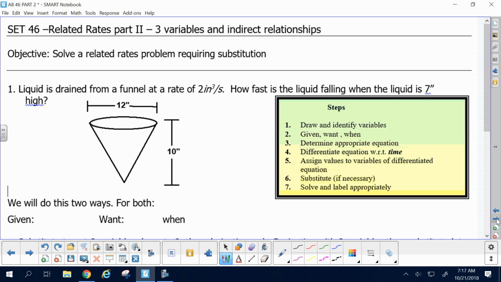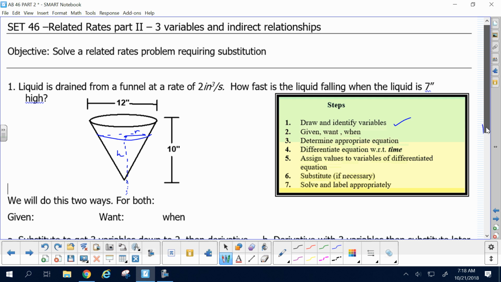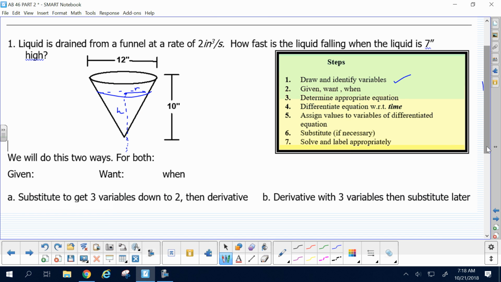Say you had a funnel and liquid was draining out the bottom, at a hole in the bottom, at a rate of 2 cubic inches per second. The height of the liquid then obviously will drop, and the radius and the height will decrease with time. How fast is the liquid falling, or how much is the height changing when the liquid is 7 inches high, right? So first thing, draw, we got that done for us, and identify the variables. In this case, the radius, the height, and the volume are all going to vary. We had that in our picture.